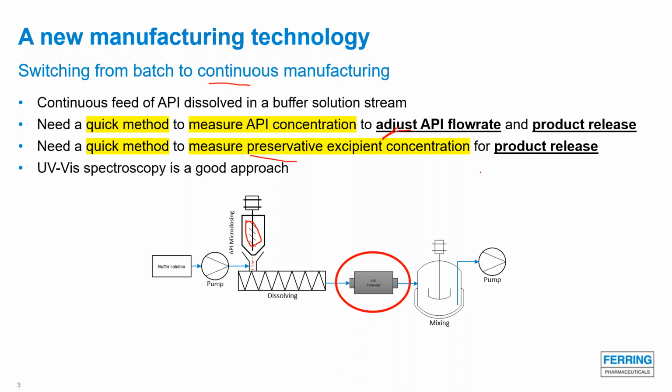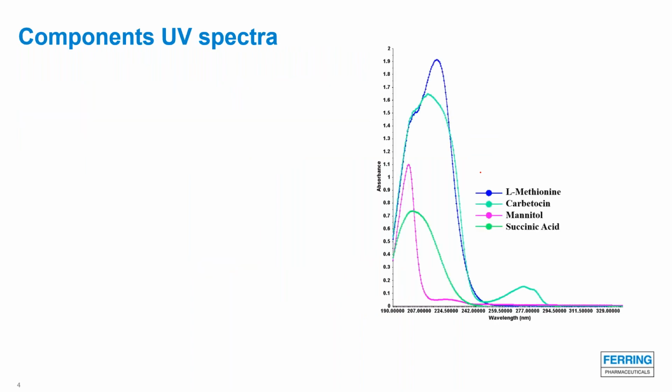To show you that, I will show you the next slide here, which is the spectrum of the different components that we have in the solution. The methionine here is the preservative that we are using, and the carbetocin is the API that we are using in this formulation. We have other ingredients as well in this formulation. But what we can see here is that we have an overlap of the API and excipients spectra.